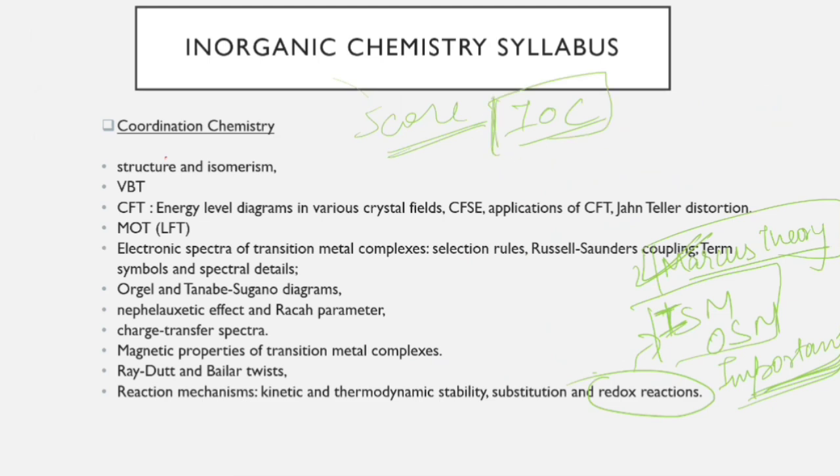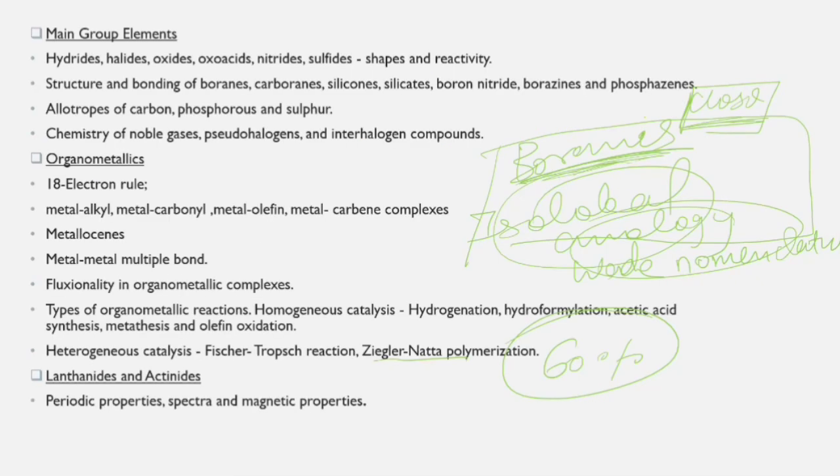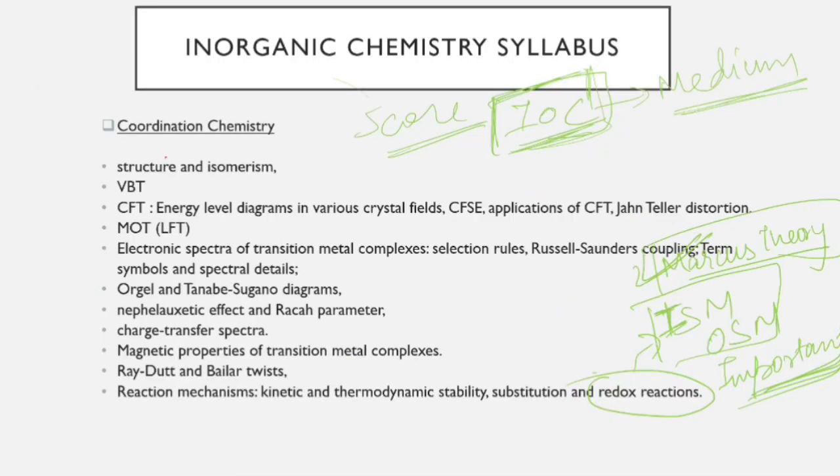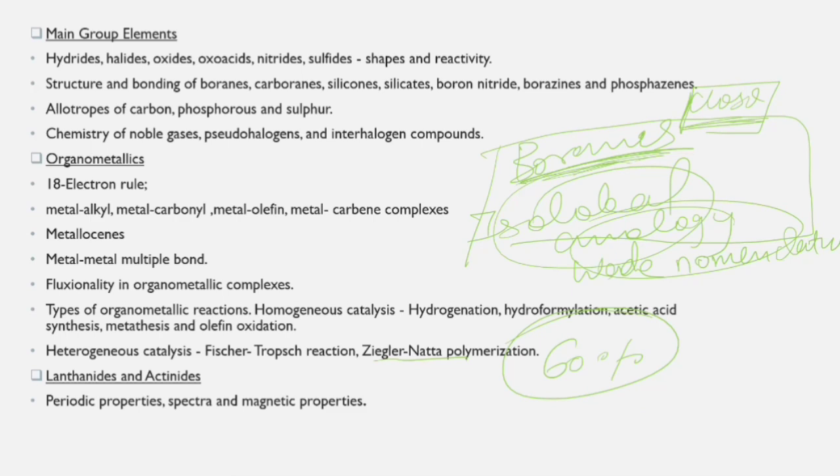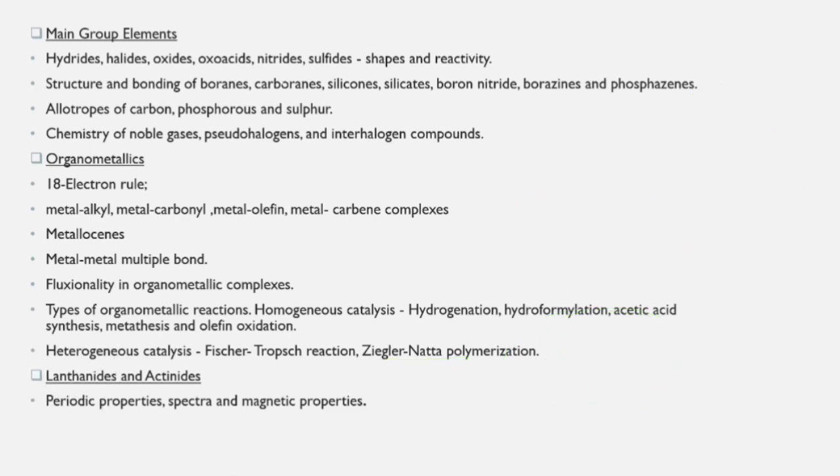You can easily increase your score if you do well in inorganic chemistry, because physical and organic are not fixed; which will be tough and which will be easy varies. But if you consider inorganic to be medium, the primary thing you should do is coordination and organometallics properly and spend a lot of time on them. Further, if you get time, you can do main group and lanthanides and actinides. The main thing in lanthanides and actinides, as I mentioned, is that spectral and magnetic properties are important.